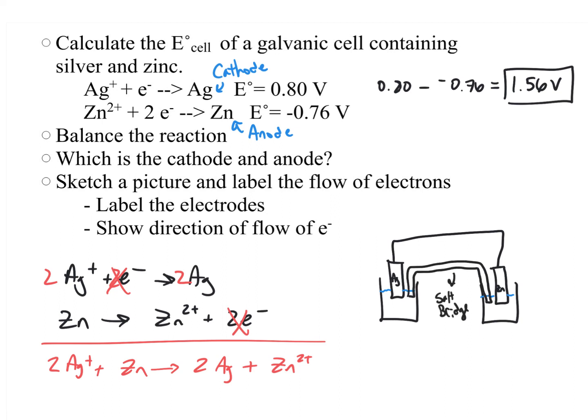Now I've got to figure out, okay, oxidation happens at the anode, and the electrons flow away from the anode. So I've identified the zinc as the anode, and so with that being said, I know that this one over here is the anode, and the electrons are going to go up the wire, across, and back down towards the cathode. So that's what I mean by show the directional flow of the electrons.